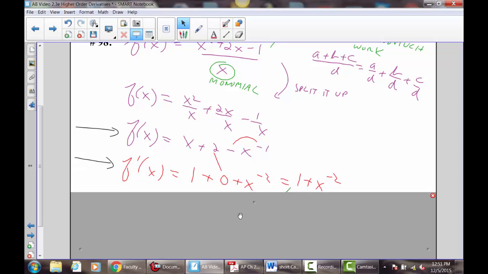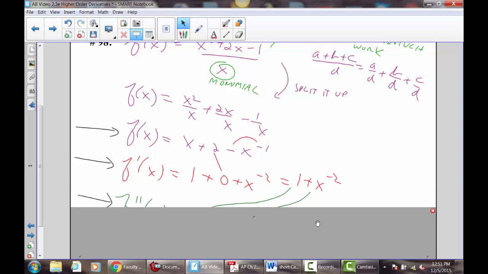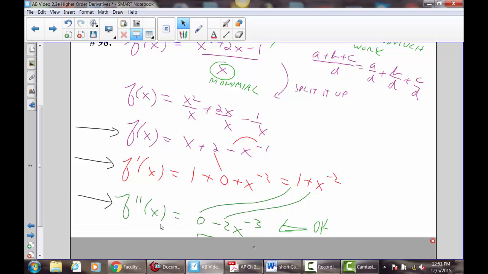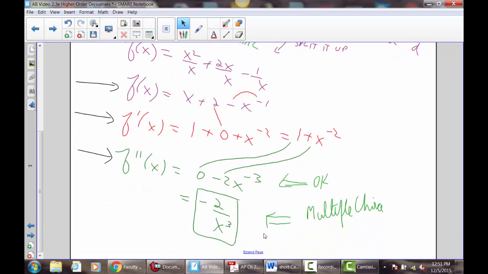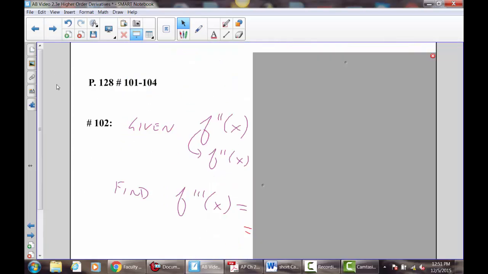Now I'm going to take the derivative. I'm going to have 1 plus 0 plus 1 times x to the negative 2, which is 1 plus x to the negative 2. Notice I'm going to leave it with the negative exponent because I'm about to take the derivative again. The second derivative is going to be 0 and then minus 2 times x to the negative 3, which is a fine answer. Of course, in multiple choice, they'll probably write it with positive exponents.